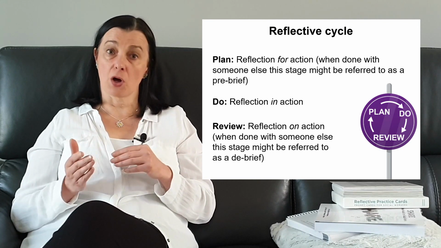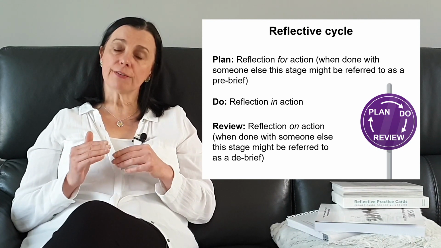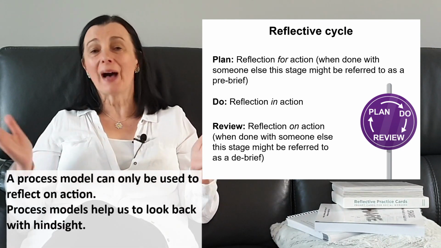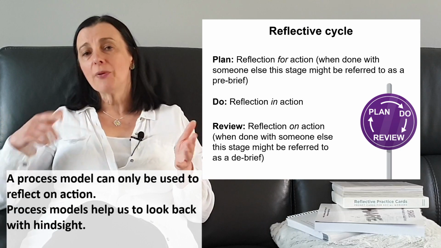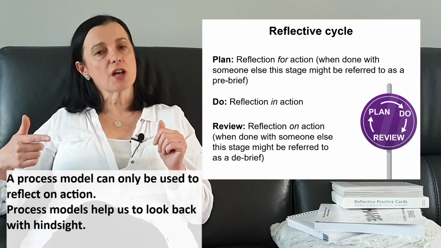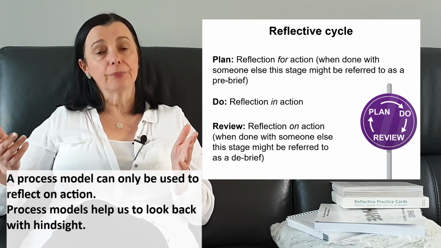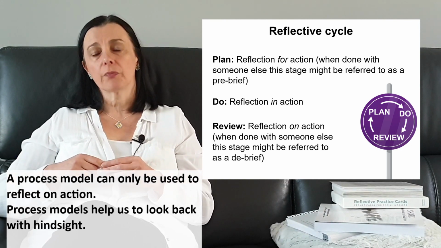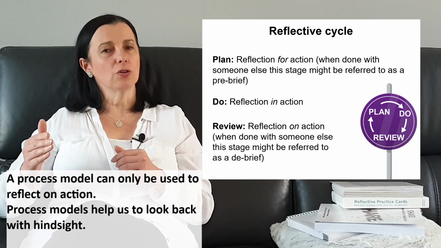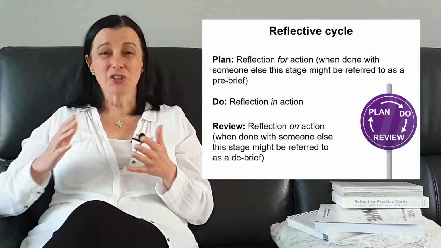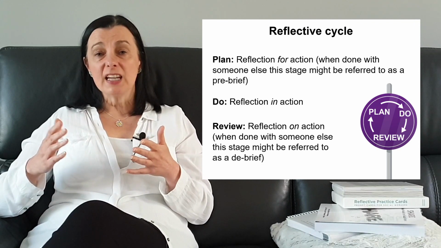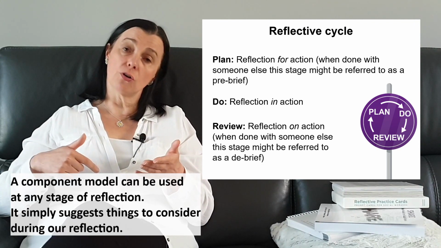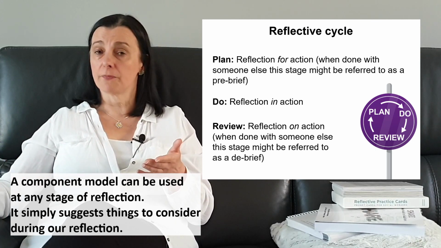Now, a process model can only be used to reflect on action, in hindsight, to look back at a situation. You know it's a process model if it starts off by asking what happened, because you have to wait till something's happened before you can use the model. Whereas a component model, I suppose a non-academic way of putting it is, it just gives you a list of stuff to think about. And you can think about it before, during, or after.